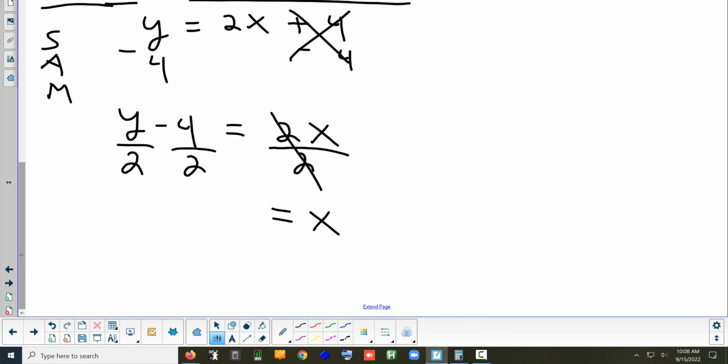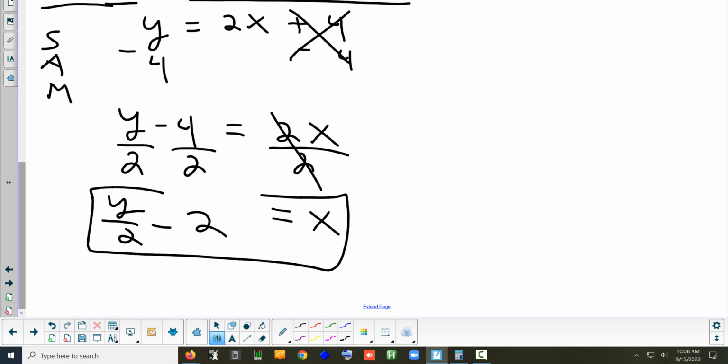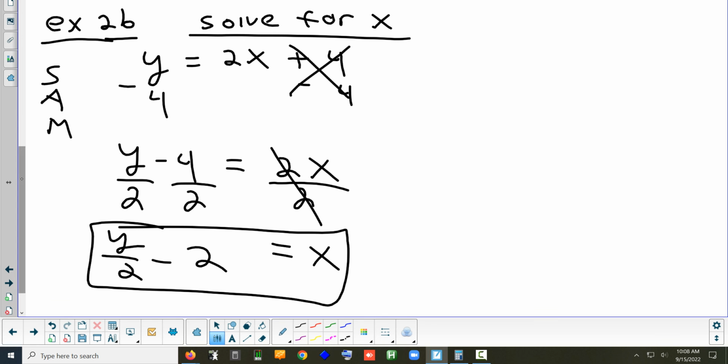2 divided by 2 is gone. Now we have x equals y divided by 2. We can just leave that the way it is. Minus. But what's negative 4 divided by 2? That we could simplify. Yep, -2. And that's how you take the equation you started with and rearrange it so that x is by itself.